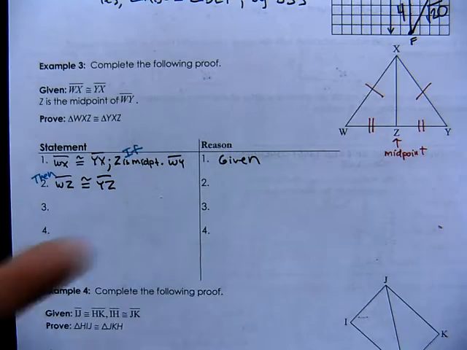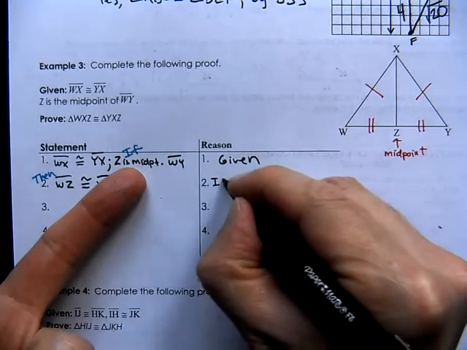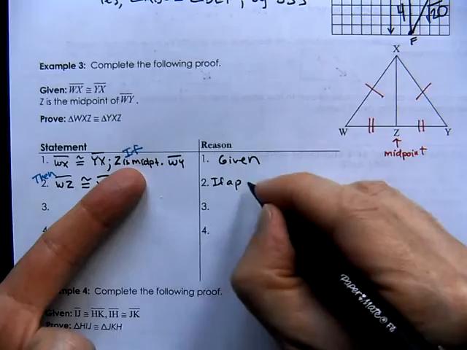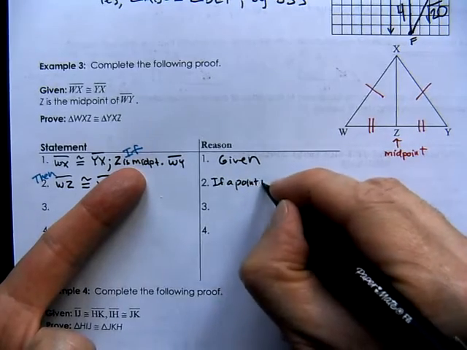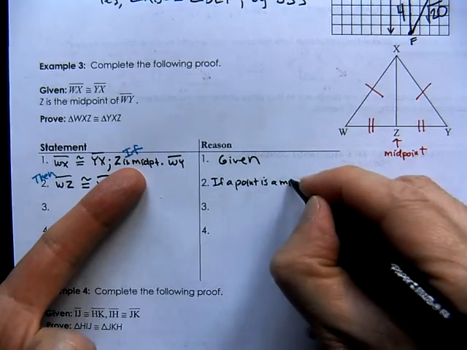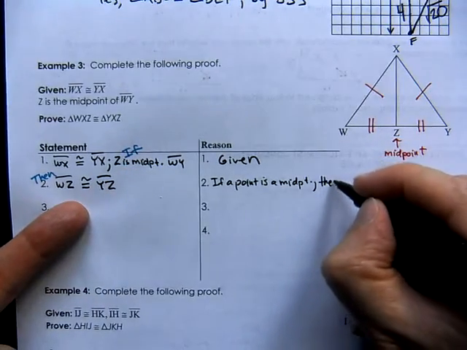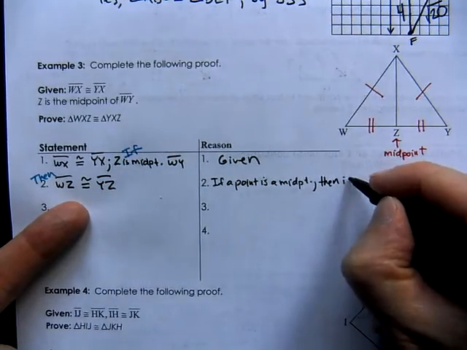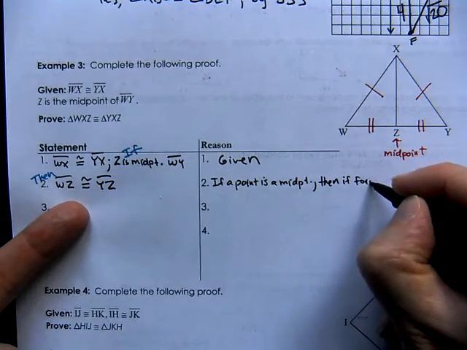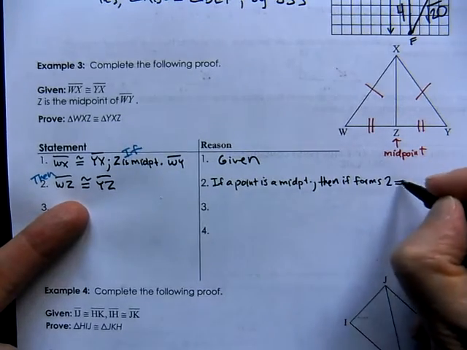So let's write an if-then statement. So if a point is a midpoint, then it forms 2 congruent segments.